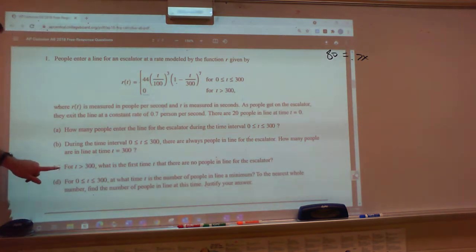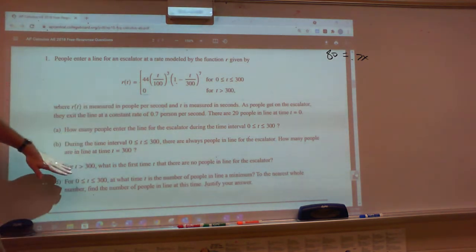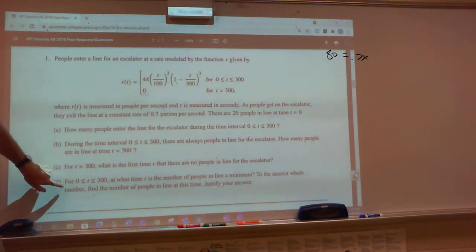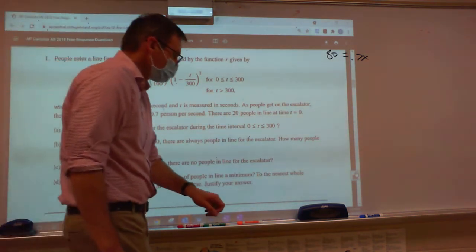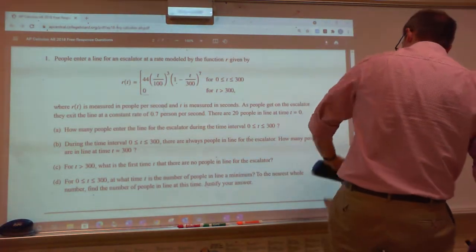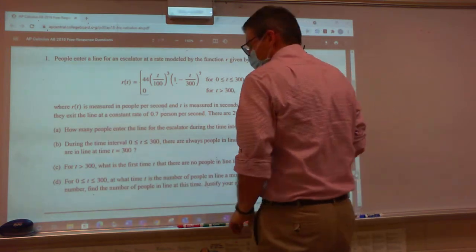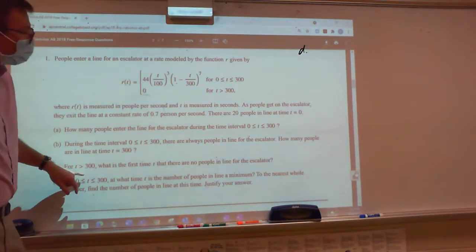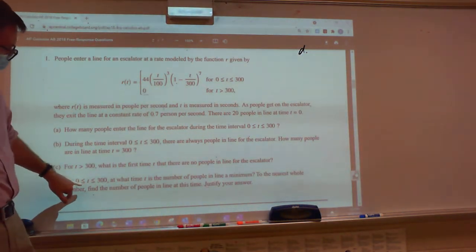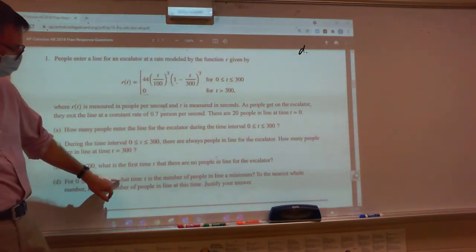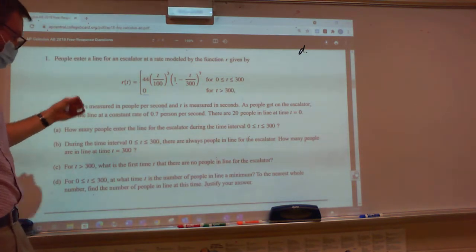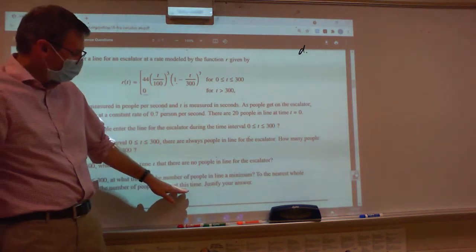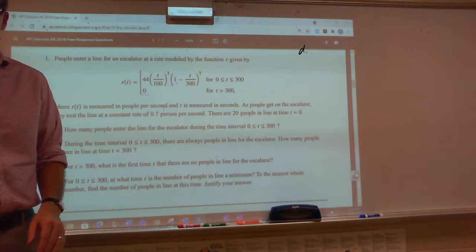All right, now, so they like asking that. Now, part D, they really like to ask, and I want to make sure we know how to deal with this. So for part D, I shouldn't have erased what I had before. For 0 to 300, at what time is the number of people in line a minimum? And to the nearest whole number, find the number of people in line at this time. Justify your answer.